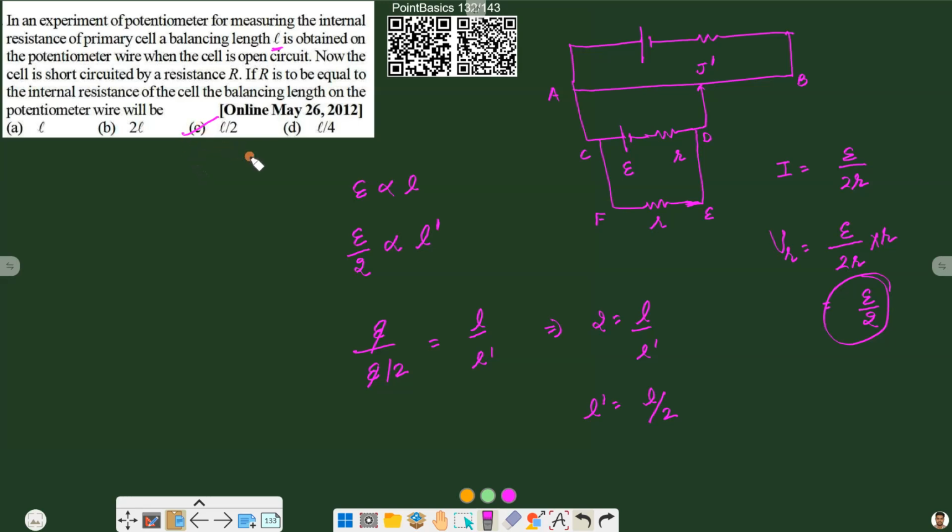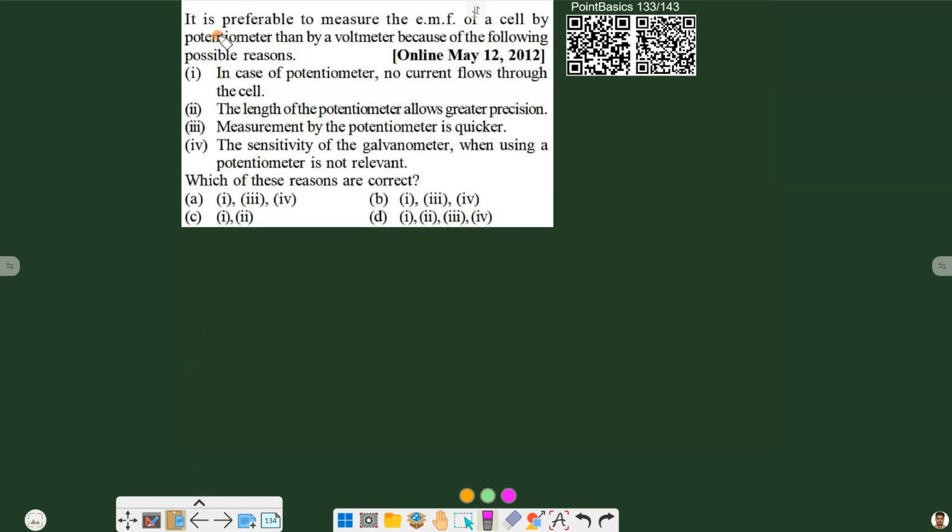Moving to the next one. It is preferable to measure the EMF of a cell by a potentiometer than by a voltmeter because of the following reason. In case of potentiometer, no current flows through the cell. The length of potentiometer allows greater precision. Measurement by the potentiometer is quicker. Sensitivity of the galvanometer when using a potentiometer is not relevant. And we have to find out which one of these is correct.